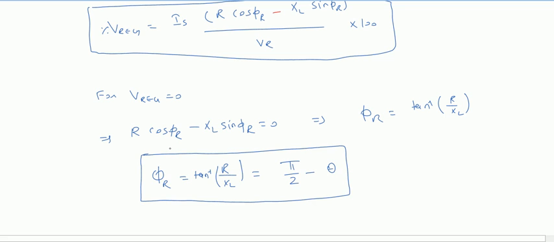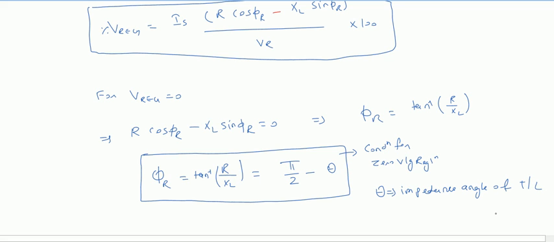So this is the condition for zero voltage regulation. If zero voltage regulation is needed, then this condition should be maintained. The power factor of the receiving end should be like this. It should be 90 minus the impedance angle of the transmission line. Theta is what? The impedance angle of the transmission line.